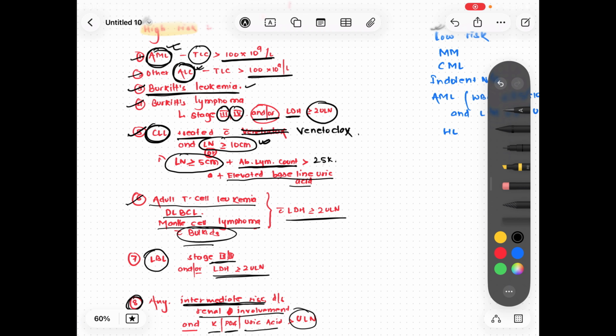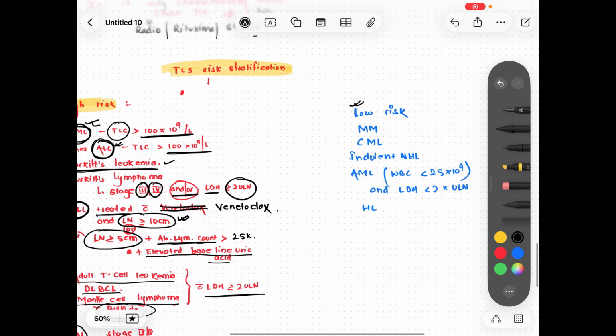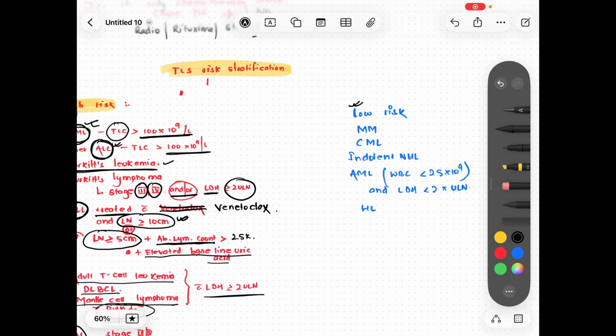Coming to the sixth one, which is adult T-cell leukemia, DLBCL or mantle cell lymphoma with LDH more than 2 times upper limit of the normal. And the last one is lymphoblastic lymphoma stage 3-4 with LDH 2 times upper limit of the normal, or any intermediate disease with renal involvement or higher potassium, phosphorus and uric acid more than the upper limit of the normal. So these are high risk. Just remember the high risk category and the low risk.